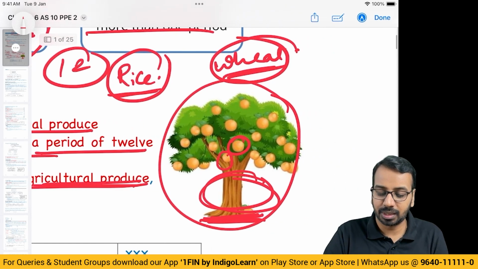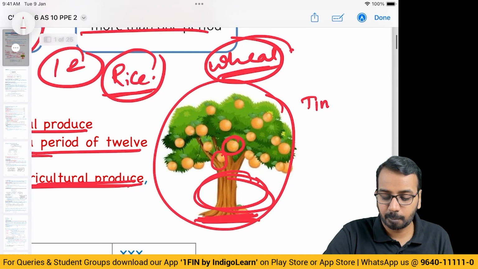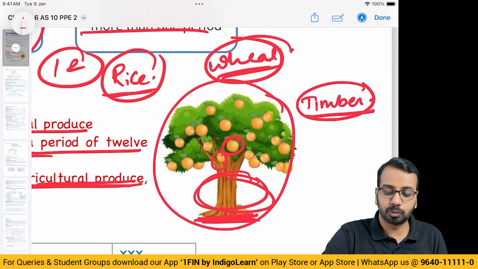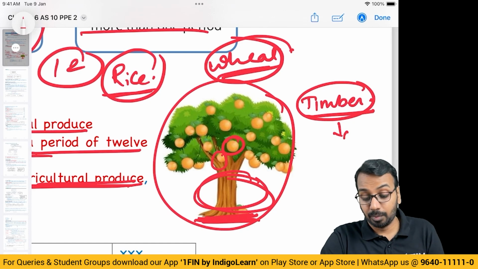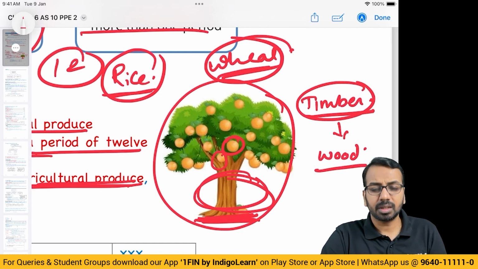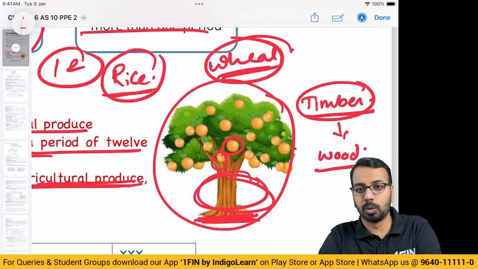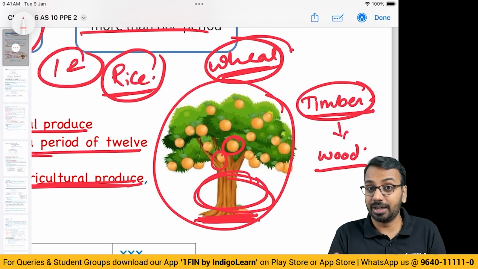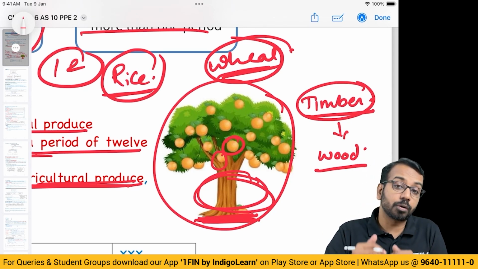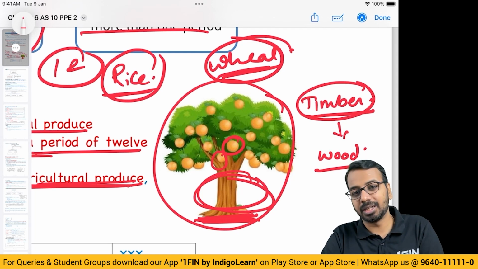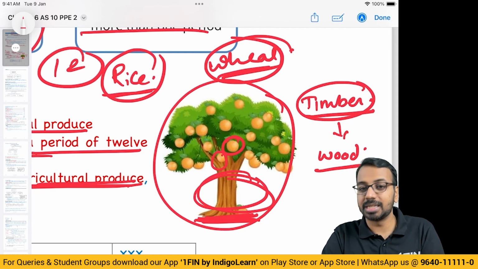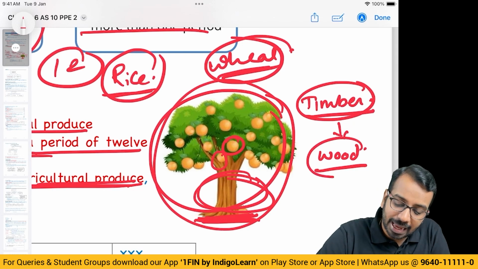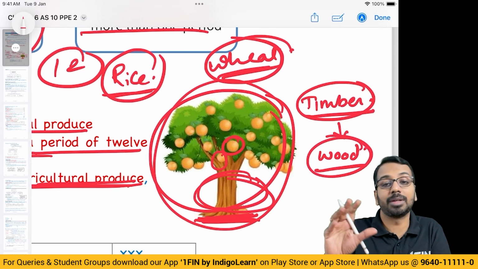So what is an example? Say for example, timber. There are trees which are used to generate timber or wood. They are sold as wood only. The tree does not bear any fruit. The tree does not have any other utility. What you will do? You will grow those trees for 10 years, 15 years, and after that you will cut those trees and sell them as wood. So if you are selling a tree as such, as wood, then it is not a bearer plant.